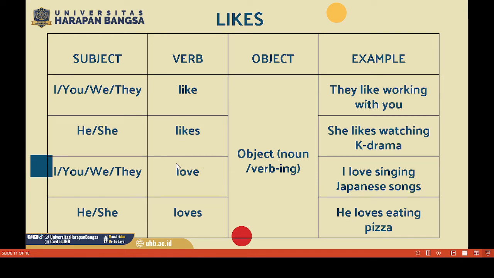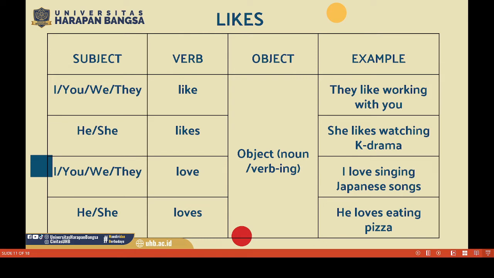Oke, so kita di sini di bagian pertama kita punya ekspresi dari like atau love. So what makes those expressions different? First, you need to see the subject. Let's all focus on the subject. So the first one we have I, you, we, and they. If you have those kind of subject, then please use verb like without s. While if you have the subject he or she, then please use likes with s. Okay, so remember, likes with s is only for either he or she.